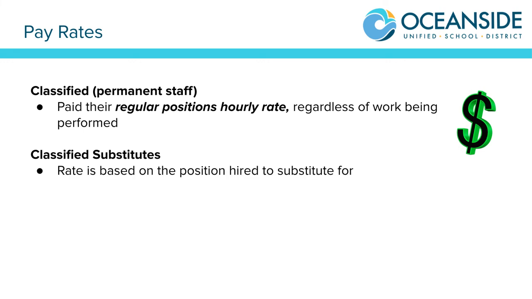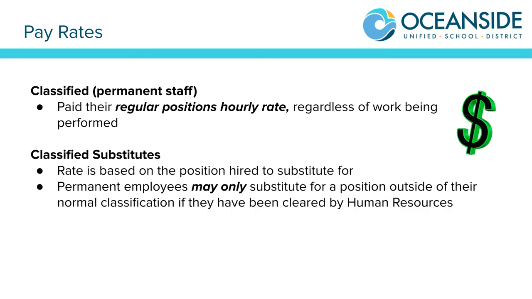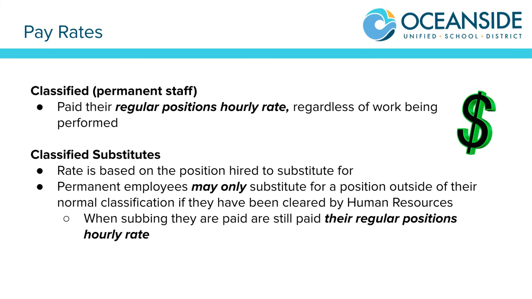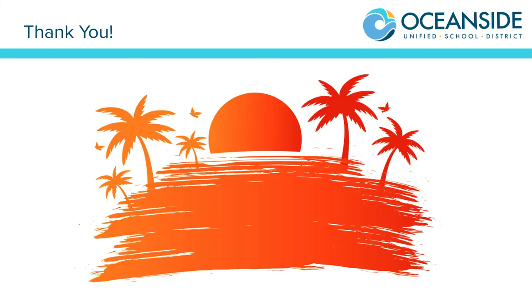Classified substitutes, their rate is based on the position they are hired to substitute for. Permanent employees may only substitute for a position outside of their normal classification if they've been cleared by Human Resources. When they are subbing, they are still paid at their regular position's hourly rate.